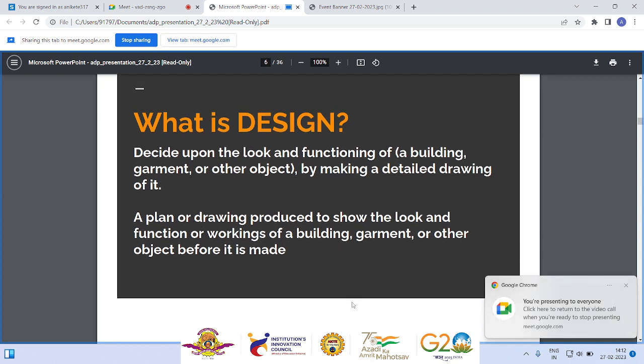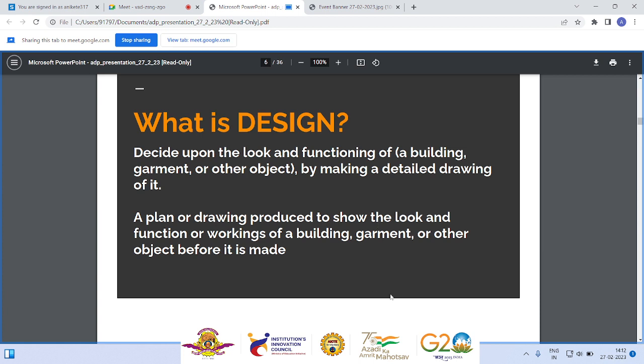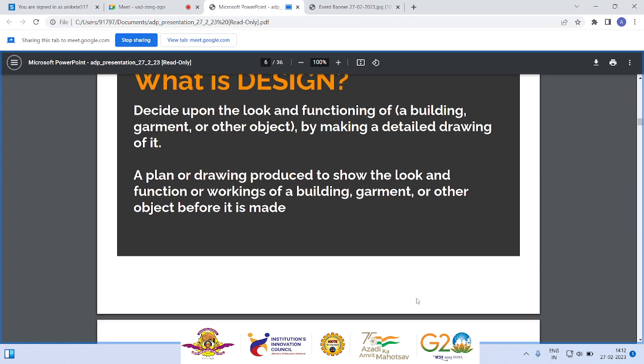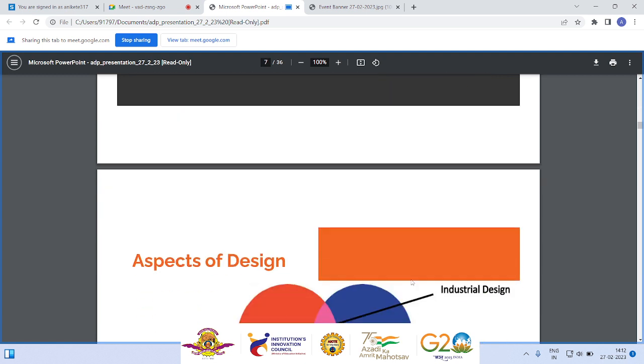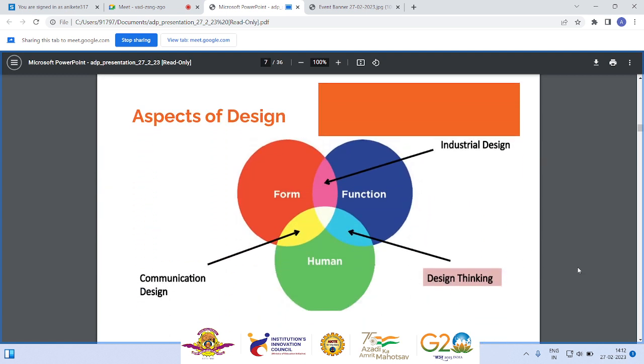So it's a plan or a drawing produced to show the look and the function or workings of a building, garment, or other object before it is made. So, what are the aspects of design? Now, this is an important part. There come three entities. One of them is the human, one of them is the functionality, one of them is the form.